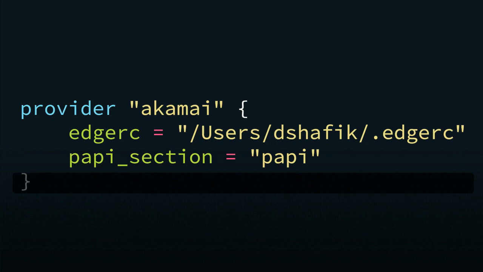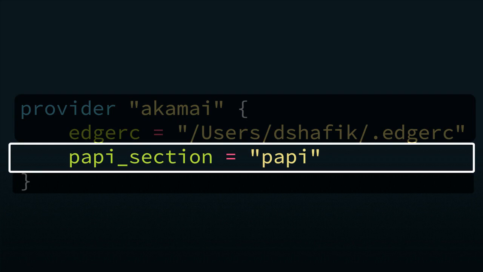So that's FastDNS. What will happen is when you run that, it will automatically create or update that record to meet those expectations. The next thing we're going to look at is Property Manager, and this is quite a bit more involved, but will allow you to create and activate and configure a property from scratch or update an existing property. The only change here for the provider configuration is that we're setting the PAPI section instead of the FastDNS section. So we're using a different API endpoint and therefore potentially a different set of credentials.